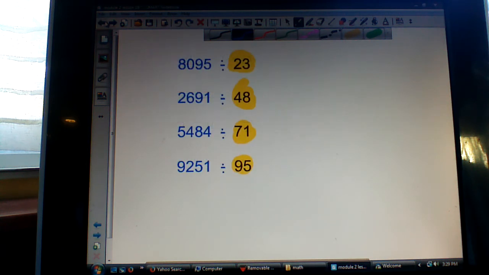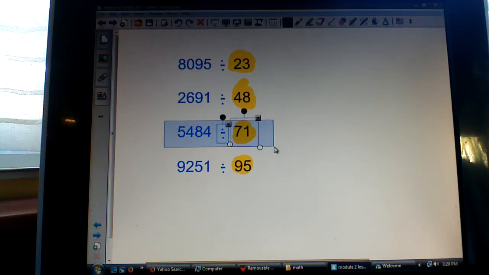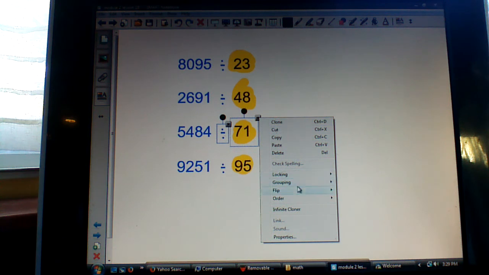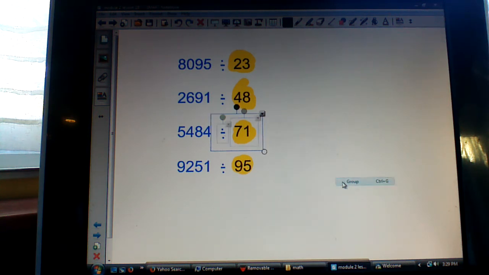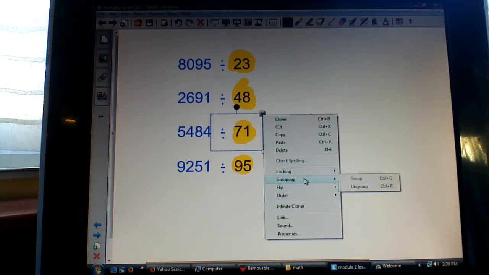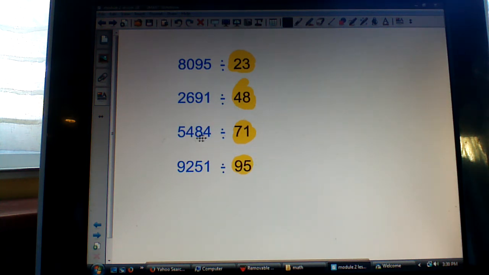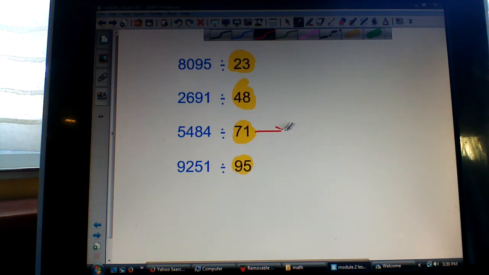Next one. Whoop, sorry. The next one is 5,484. Hold on a sec. Sorry, guys. Hold on. 5,484 divided by 71. You're going to round the 71 to what? I would say 70.